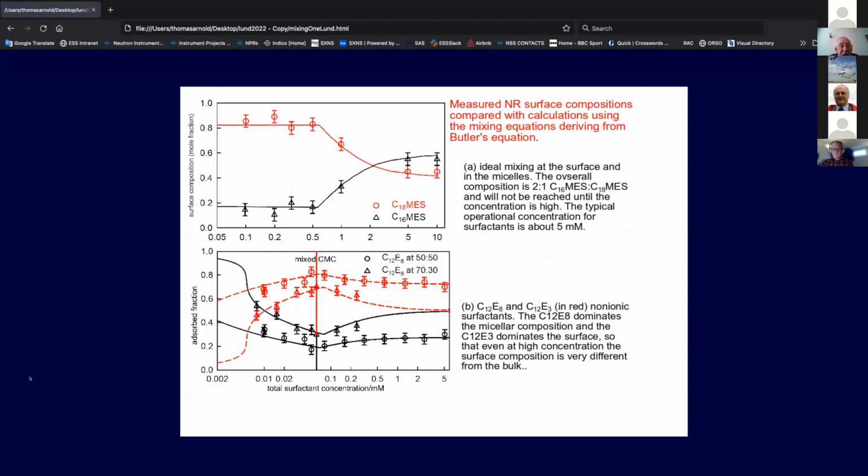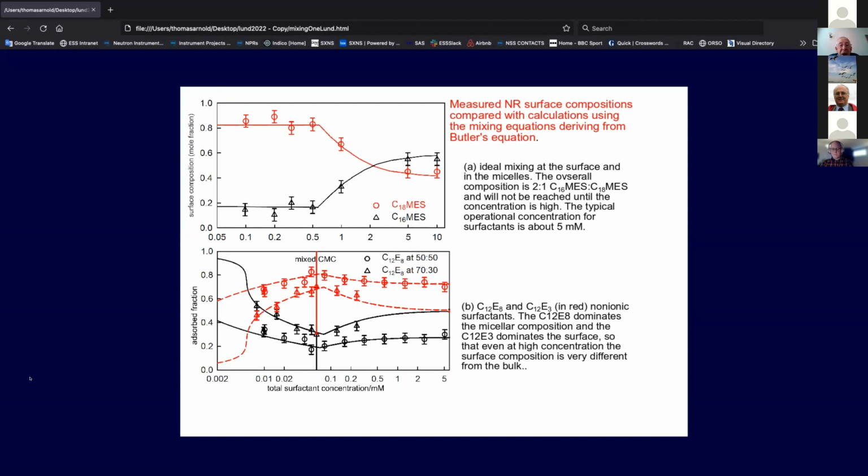Right, over to mixing. So this is now to do with Butler's equation. And I'm not going to go into the equations for this. They're a bit complicated. I've got them if anyone wants to see them. We're just going to go starting with ideal mixing.